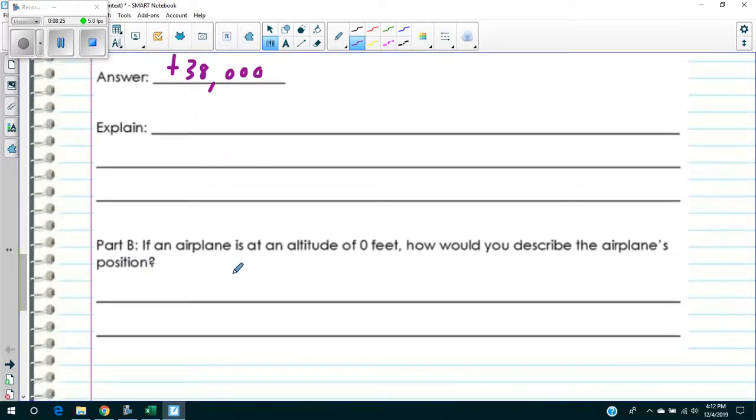This is a pretty decent question. If an airplane is at an altitude of 0 feet, where do you think the airplane is? Yeah, it's on the ground. It's not flying. How about that? All right, so that's it.